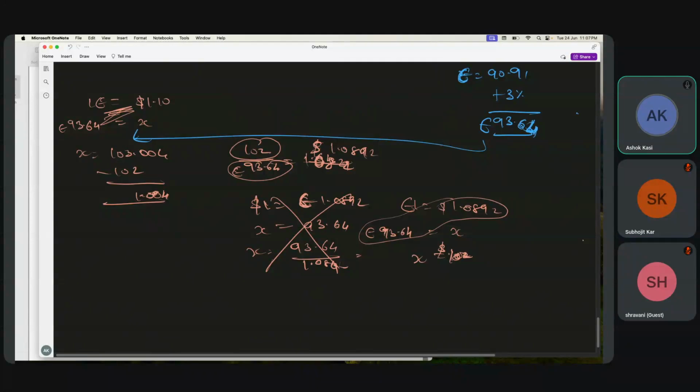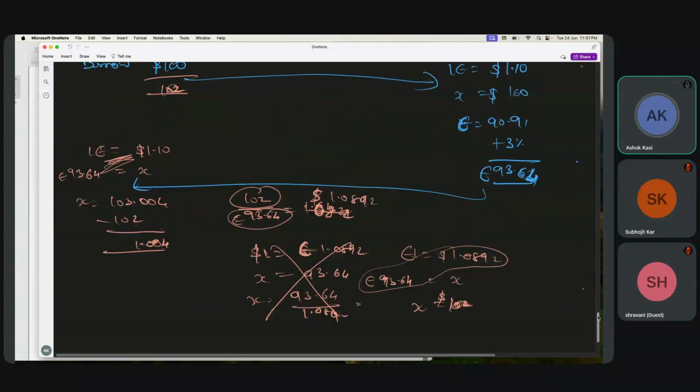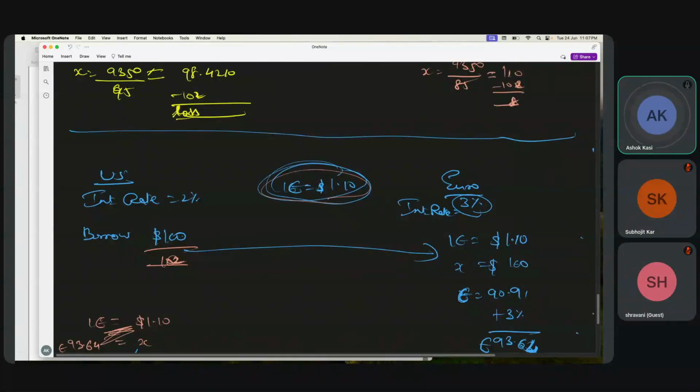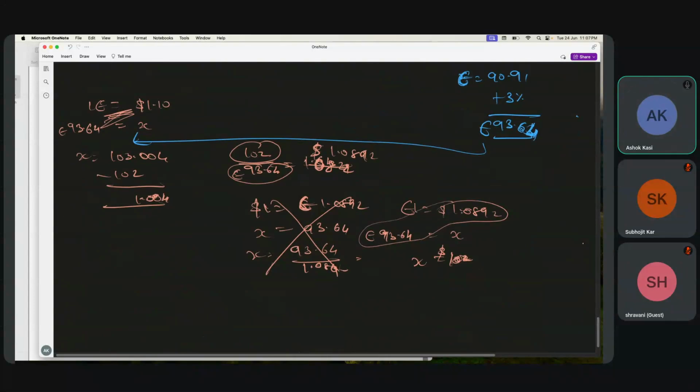Understood this one? Yes, sir. If the exchange rate would have been 1.0892 dollar per 1 euro. Here 1 euro is 1.10. From 1.10, if it comes to 1.0892, then it would have come to 102 only, and that 102 they would have paid to the bank, so no profit, no loss. So you multiplied 93.64 into 1.0892.